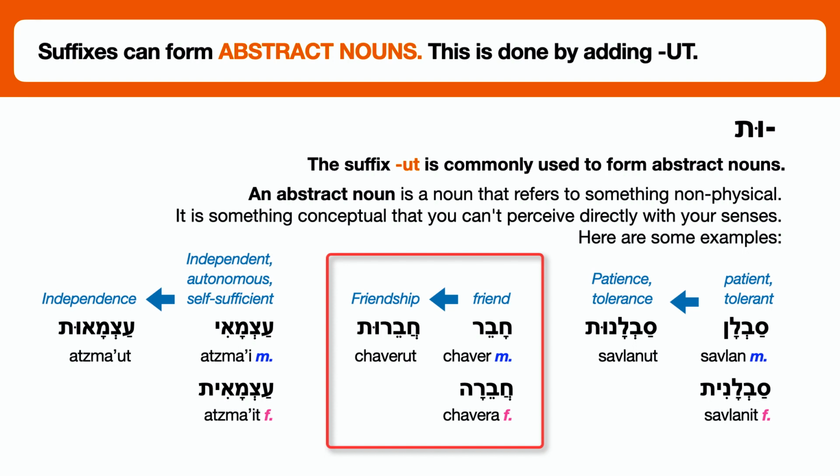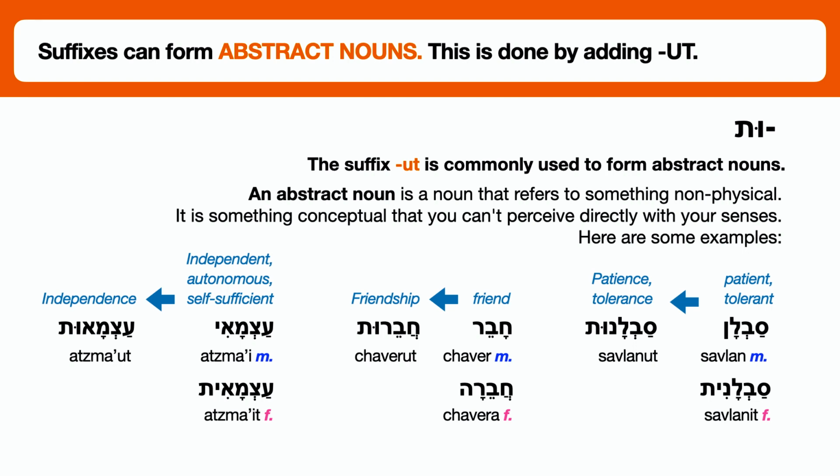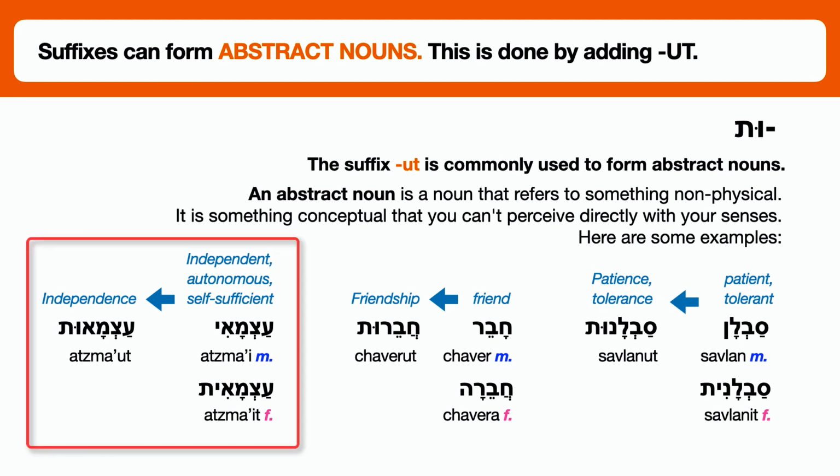Chaverut means friendship. And a third example here is atzma'i and atzma'it. Atzma'i means independent if you're referring to a male, and atzma'it is someone independent if you're referring to a female. And to say independence, we add the suffix ut, atzma'ut.